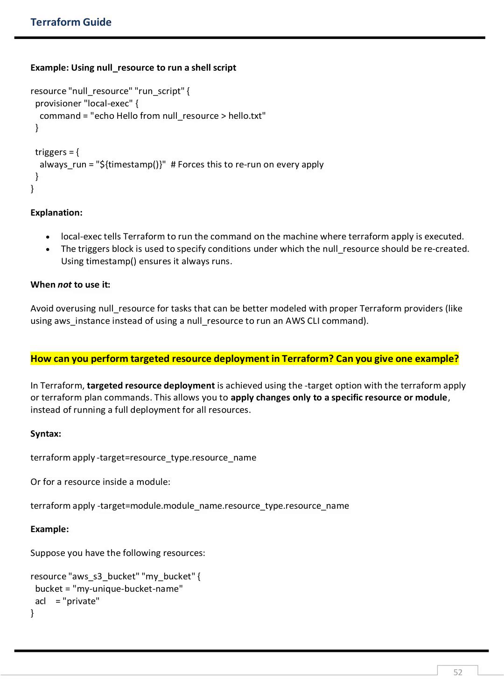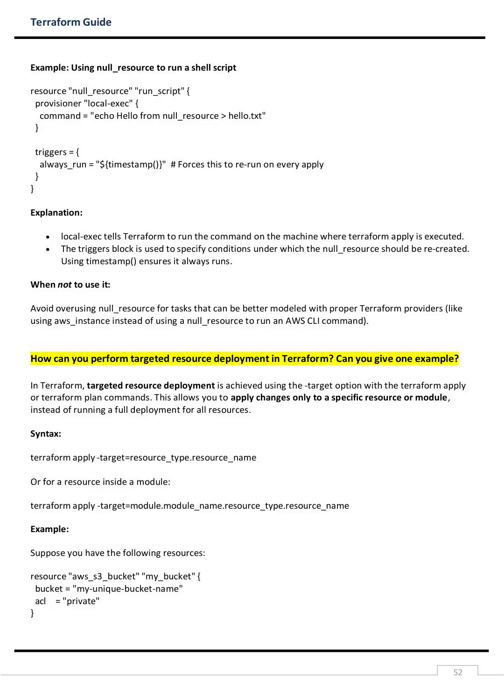How can you perform targeted resource deployment in Terraform? Can you give one example? In Terraform, targeted resource deployment is achieved using the -target option with the terraform apply or terraform plan commands. This allows you to apply changes only to a specific resource or module, instead of running a full deployment for all resources. Syntax: terraform apply -target=resource_type.resource_name. Or for a resource inside a module: terraform apply -target=module.module_name.resource_type.resource_name.